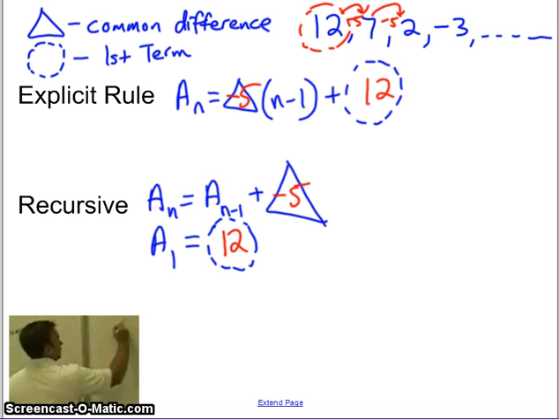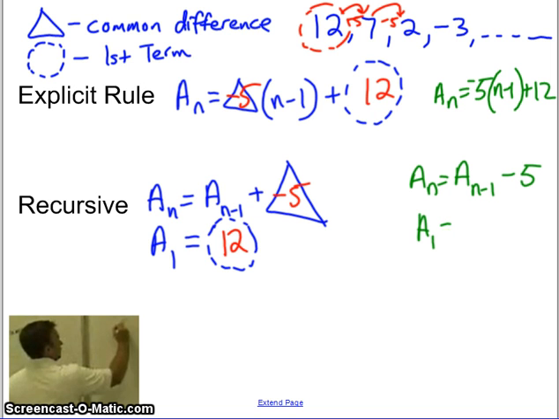So we have to write it without the circle and the triangle. A sub n equals negative 5 times n minus 1 plus 12. And then this would be a sub n equals a sub n minus 1, the previous term, plus negative 5 or minus 5, and then the first term is 12.